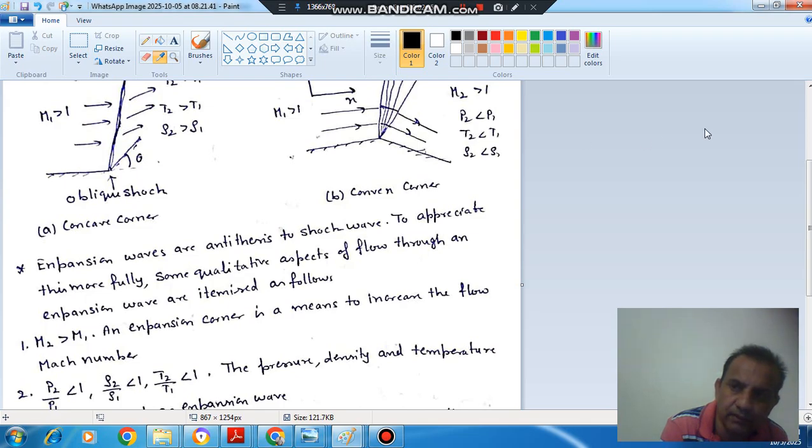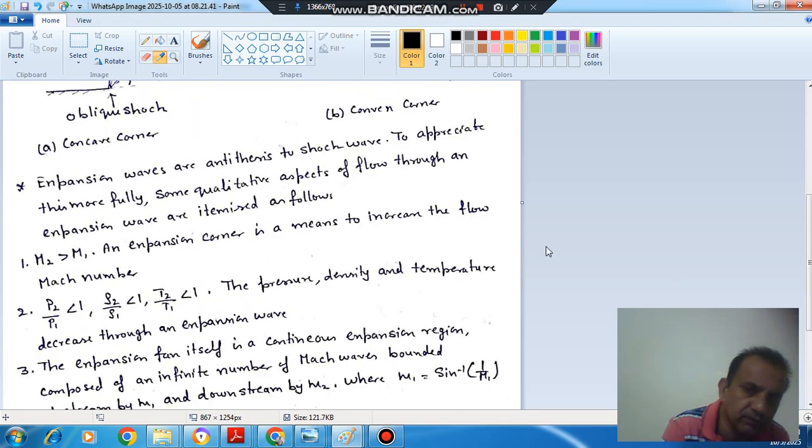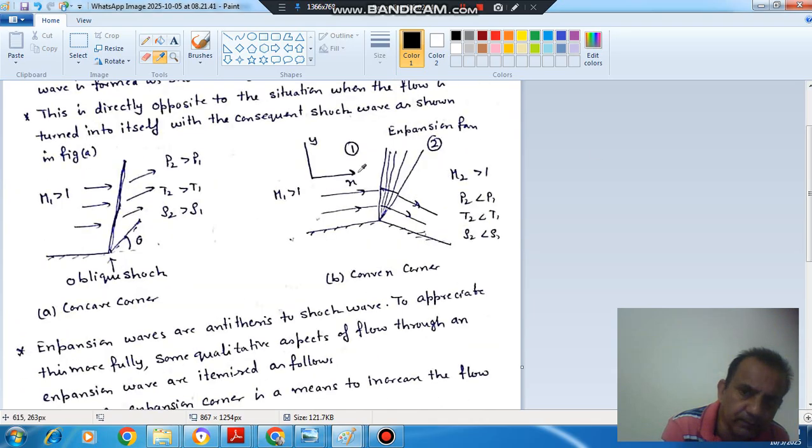So qualitative aspects are properties. M2 is greater than M1. An expansion corner is a means to increase the flow Mach number. The first quality is to increase the Mach number. P2 by P1 is less than 1, rho2 by rho1 is less than 1, T2 by T1 is less than 1. These pressure, temperature, density decrease across the expansion wave. Okay, so now this is the introductory part.